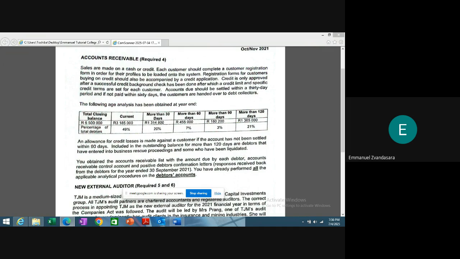So positive debtor confirmation is where the debtor will be confirming that the amounts that their company has, with regards to what they are owing to the client or to the supplier, are corresponding. Let's say if it is positive, it means that they are corresponding. If it is negative, the negative debtor confirmation, it means that the balances the company has and the customer has are not corresponding. Okay, so you have already performed all the applicable analytical procedures on the debtors' accounts. So now let's formulate the answer.